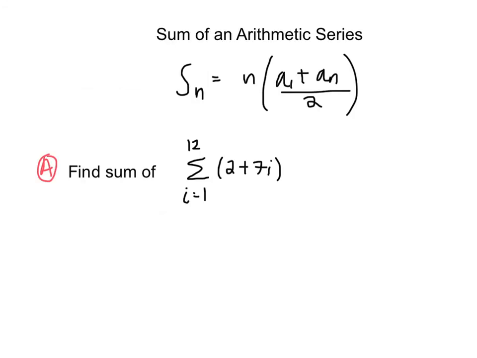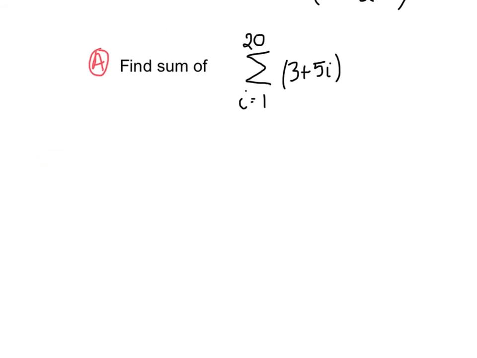The final part of this section is the sum of an arithmetic series. So the formula for this is s sub n, with s being our sum, equals n times a sub 1 plus a sub n, over 2. So we're told to find the sum of this series.